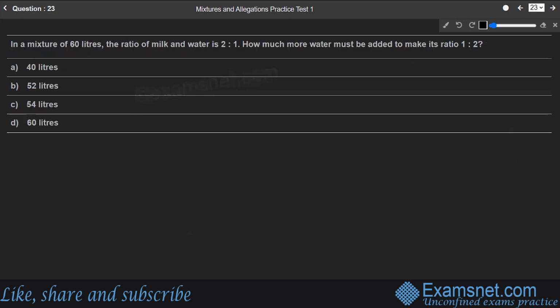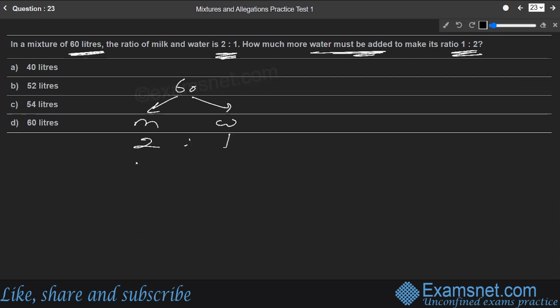Now, they say in a mixture of 60 liters, the ratio of milk and water is 2 is to 1. How much more water must be added to make the ratio 1 is to 2? So let us write down here. We have 60 liters of mixture in which the ratio of milk to water is 2 is to 1.